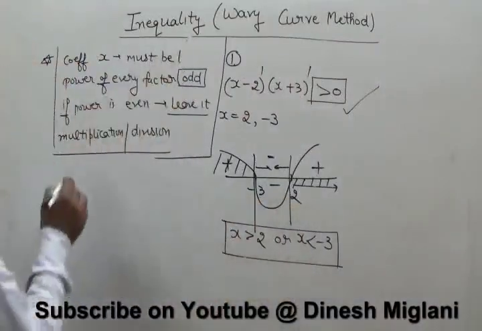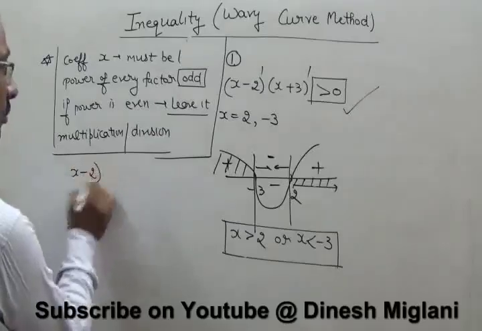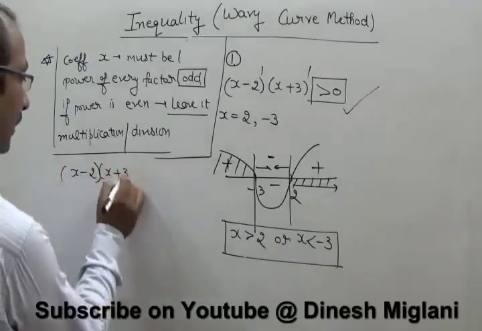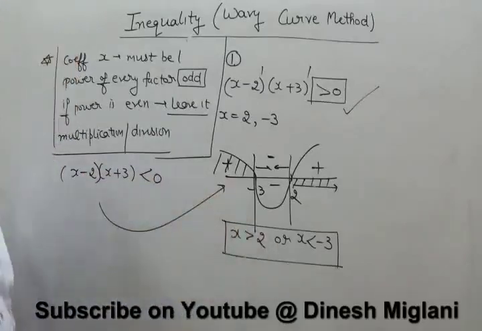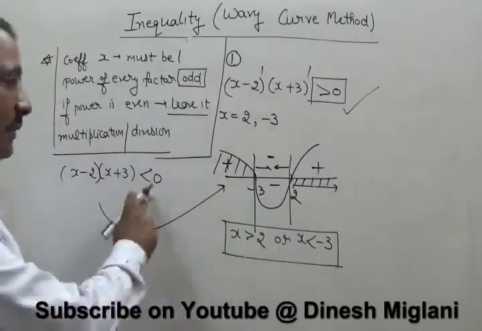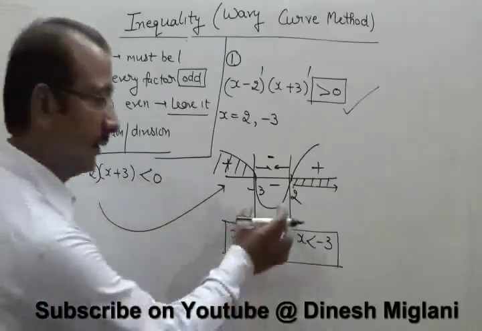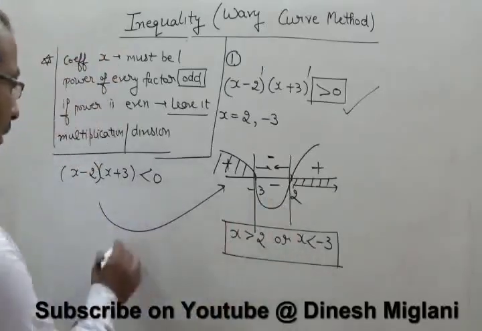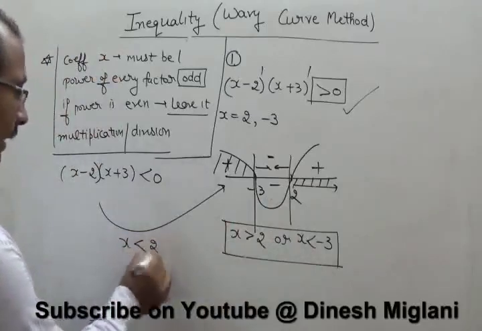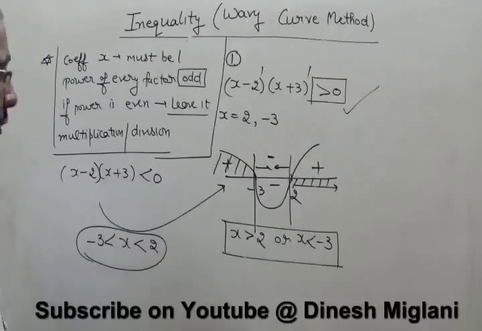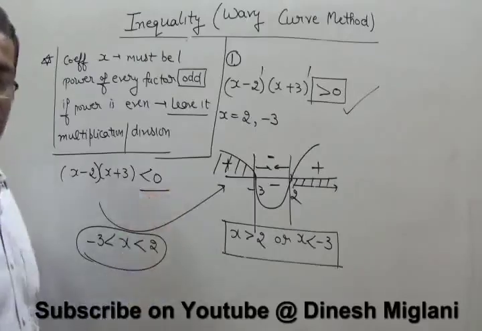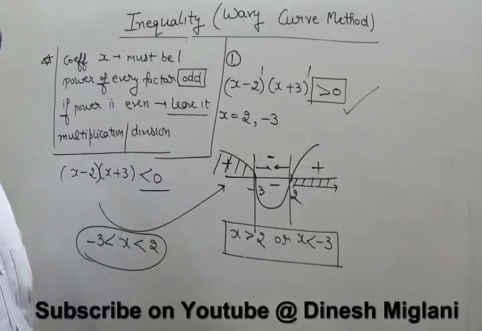For the same question, if the question is (x minus 2) into (x plus 3) is less than 0, the steps are the same. Now here I have to answer it to be less than 0. It means my answer is this portion. So I may say x lies between -3 and 2. That becomes my answer, right? Why? Because here I have to take it to be less than 0. This becomes my answer. I hope the question is clear.